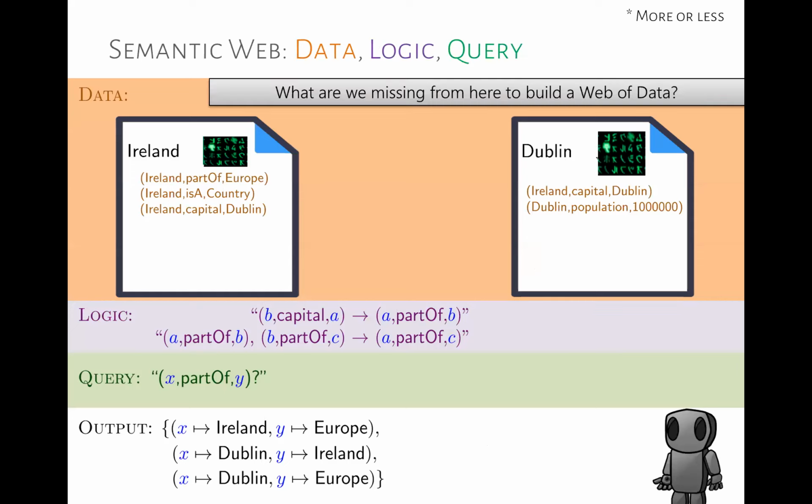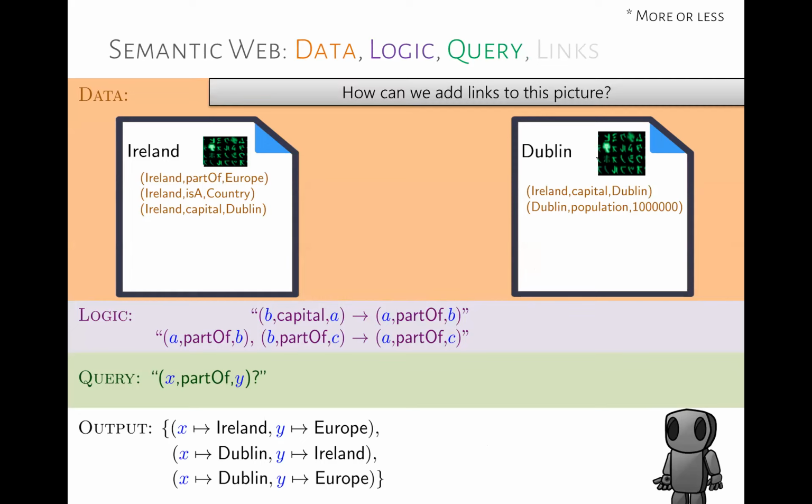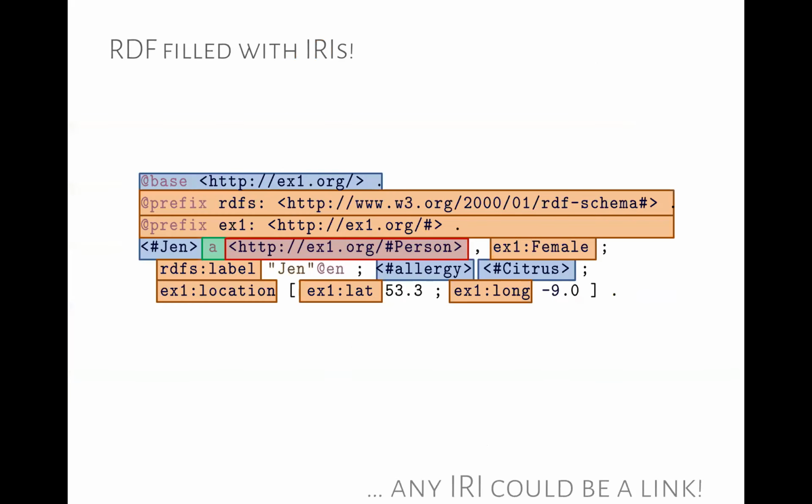What are we missing from building a web of data? We need to somehow interlink these documents. We need to interlink the data. We need to interlink the ontologies. So we're missing links. The question then is, how can we add links to this picture? Where do we add the links? How do we add the links and so forth? The answer to this is pretty simple with RDF.